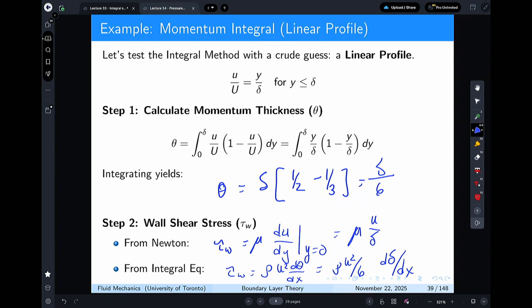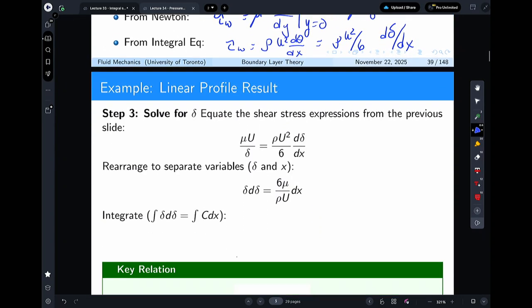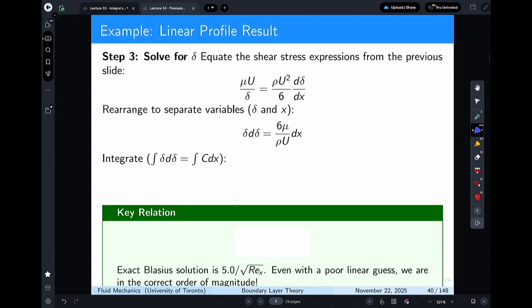Any questions so far? So both of those are saying the same thing. The Newtonian stress and the momentum thickness-based stress, the integral, has to be the same. And so we can separate out variables as we've done before. You bring everything onto one side and everything else onto the other. Everything in terms of delta on the left, everything in terms of x on the right.